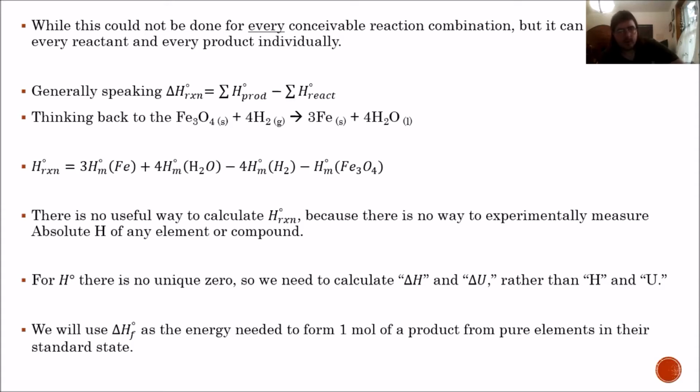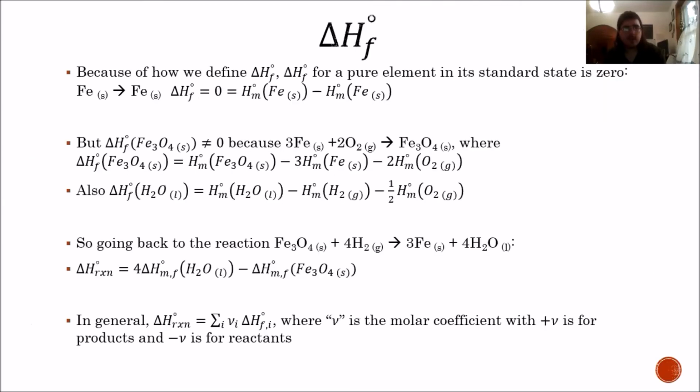So we'll use delta H formation values, the energy needed, and we're going to define that as the energy needed to form 1 mole of a product from the pure elements in their standard state. So for iron oxide, magnetite, it would be how much energy it would take to form magnetite from pure iron and pure oxygen. Water would be how much energy it takes to form water from pure hydrogen and pure oxygen. Iron, being an element in its standard state, would be just iron itself. Hydrogen, being an element in the standard state, would be itself. So that makes things a lot easier.